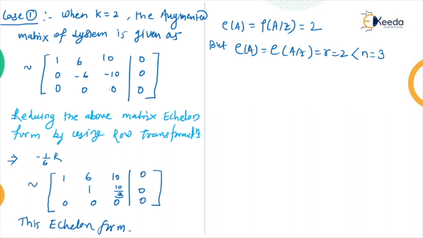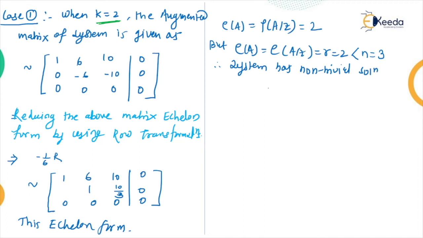For that, the system has a non-trivial solution. This means when k is equal to 2, we substitute here, and the system has a non-trivial solution. Therefore, I am writing: the system has a non-trivial solution.